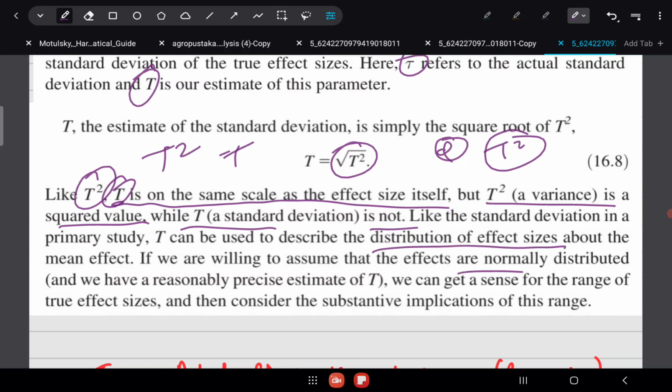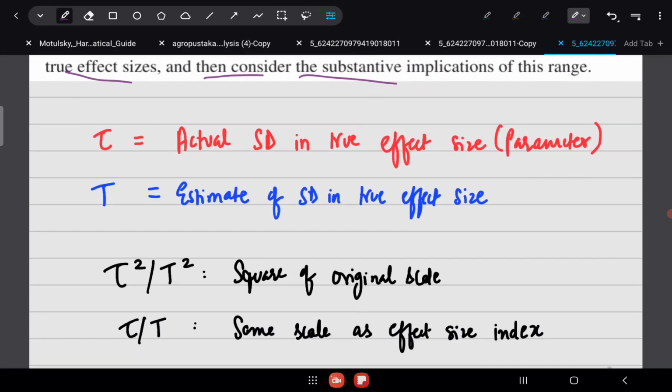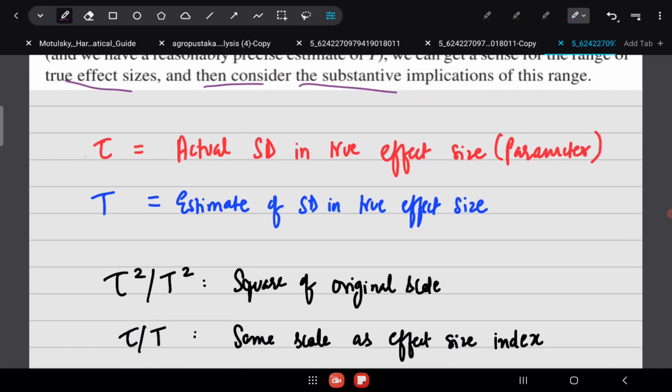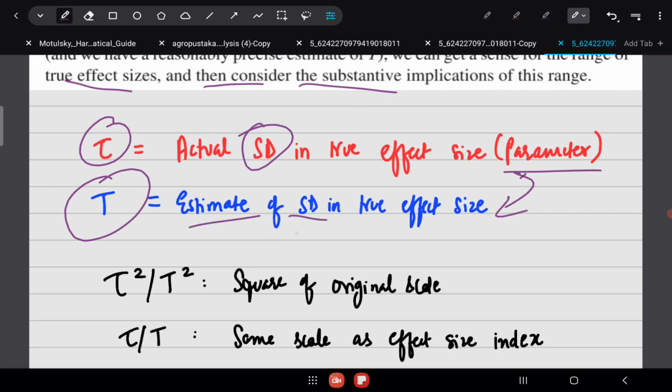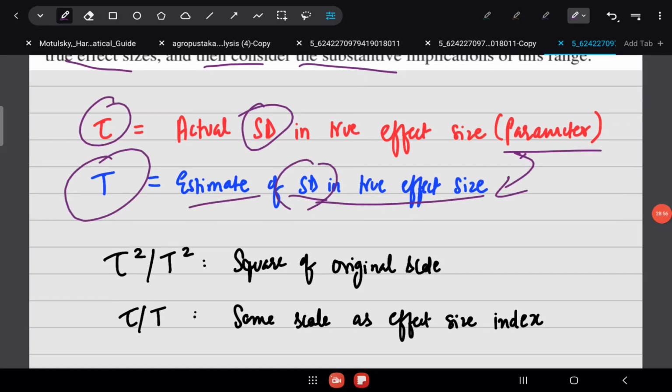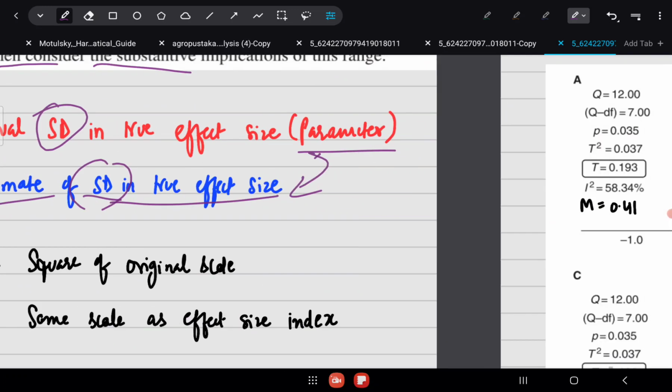It is very helpful because it can give you an idea about the distribution of effect size. So let's assume the true effects are normally distributed. Then we can calculate a 95% confidence interval of the true effect size. How we will do that, I'll tell you. First, just be clear with the terminologies. So this tau is the actual standard deviation in the true effect size, the parameter, and T is the estimate of this parameter, the estimate of the standard deviation in the true effect size, right? Whereas tau square and T square are on the square of the original metric or scale, whereas tau or T will be on the same scale as the effect size index, right?